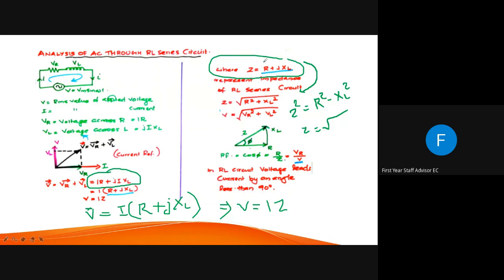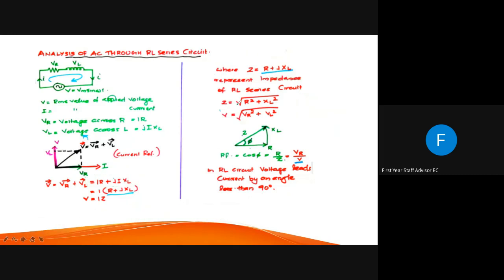It is based on this complex formula. The magnitude of impedance is equal to the square root of R square plus XL square. And for the voltage here also we have two vectors, V is equal to VR plus VL. So the voltage magnitude is equal to the square root of VR square plus VL square. That is how you have to write the expression.